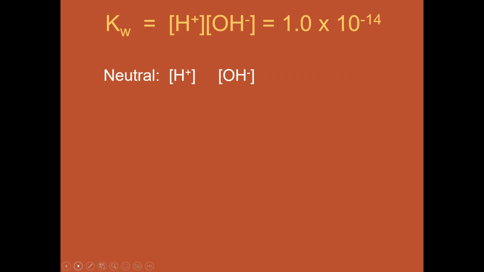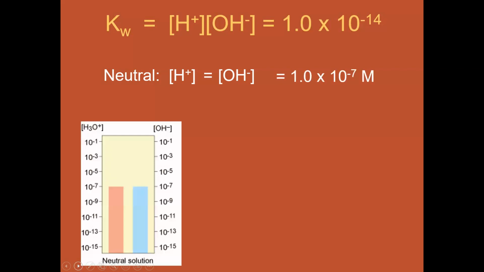If we have a neutral solution, that means that our hydrogen concentration and hydroxide ion concentration are equal to one another. So they will both end up being 1.0 times 10 to the negative 7th molar. That's at that pH of 7, which is neutral. So here you can see that the two are identical.